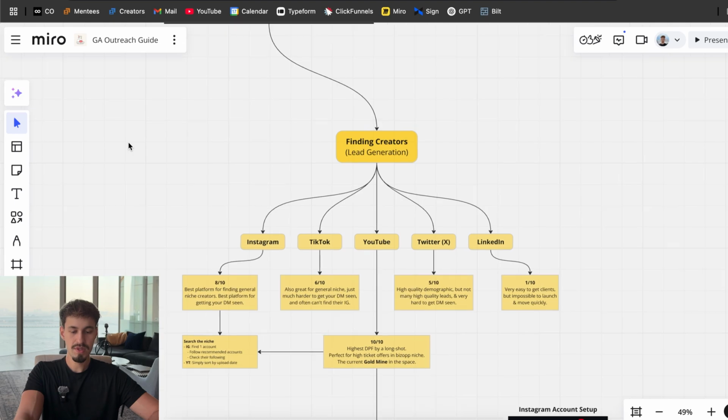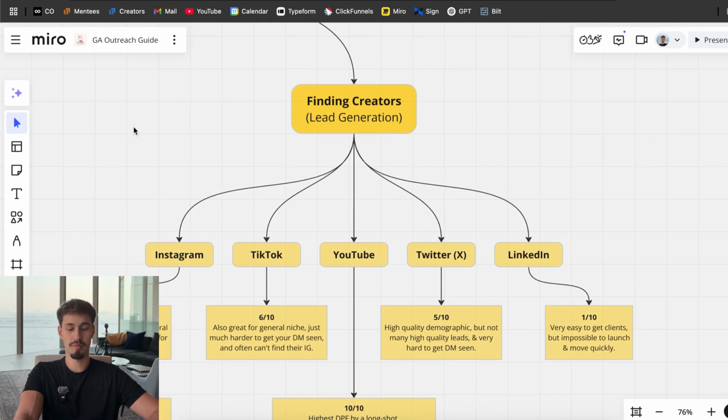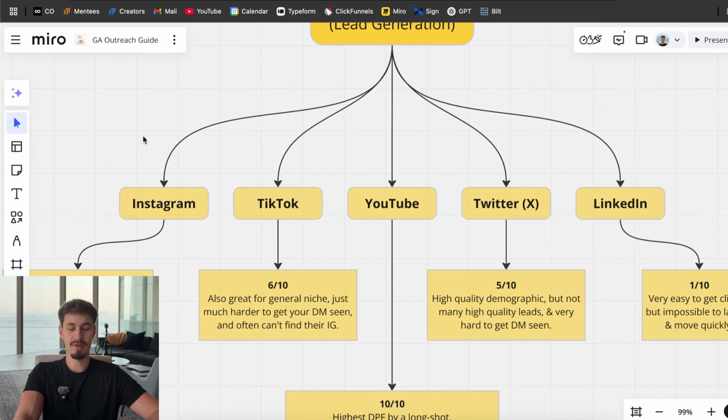It's not that hard. Okay, now actually finding the creators. This is probably one of the most important parts, because you've got to figure out which platform. These are the 5 social media platforms that are even in consideration: Instagram, TikTok, YouTube, Twitter, and LinkedIn.